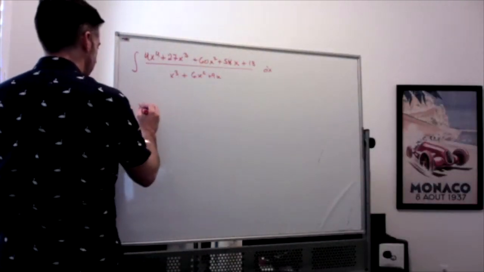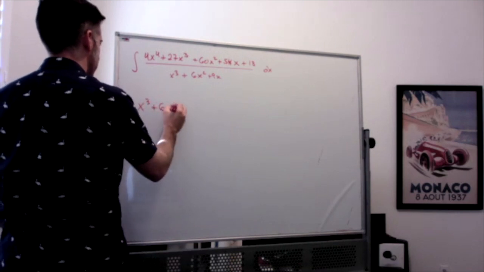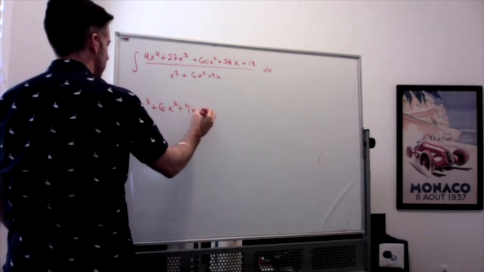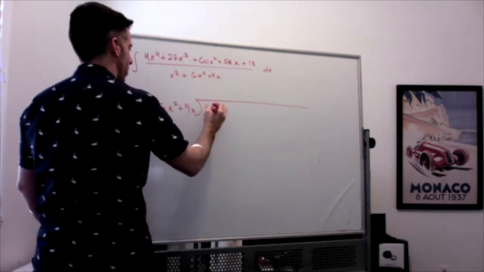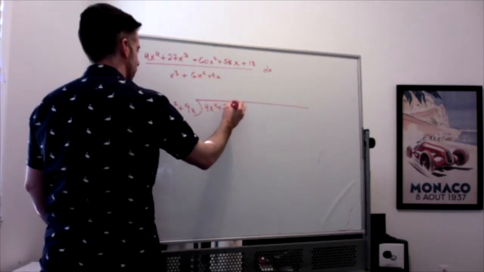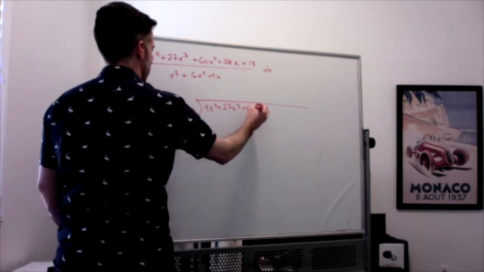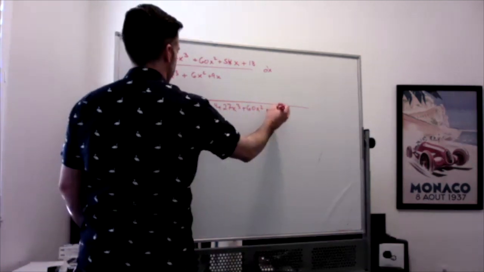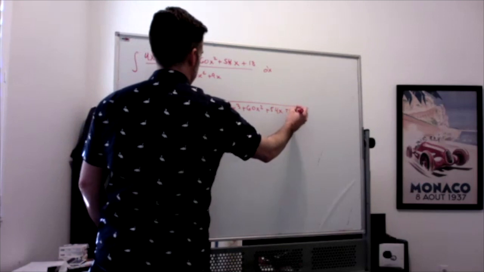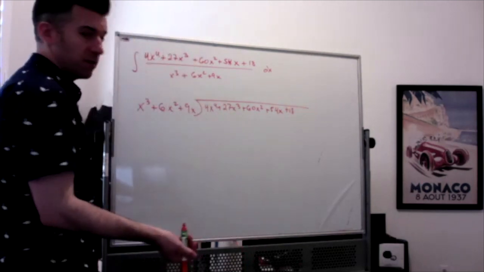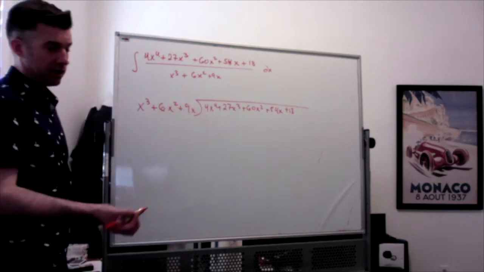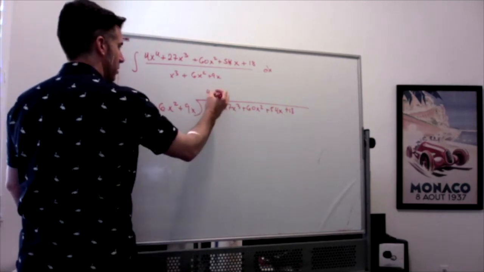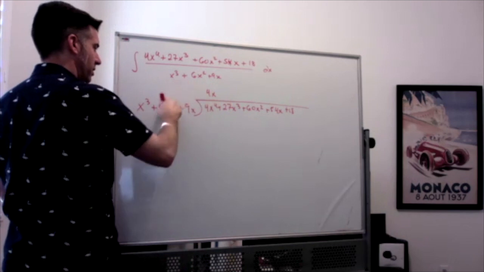So we've got x cubed plus 6x squared plus 9x divided into 4x to the fourth plus 27x cubed plus 60x squared plus 54x plus 18. Okay, so we ask ourselves, what do you multiply by x cubed to get 4x to the fourth? And the answer is 4x.